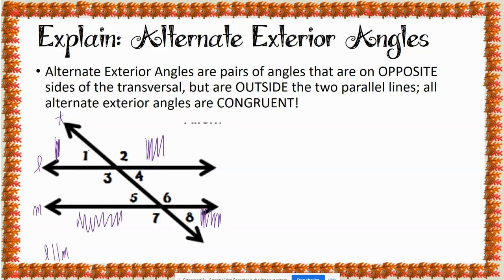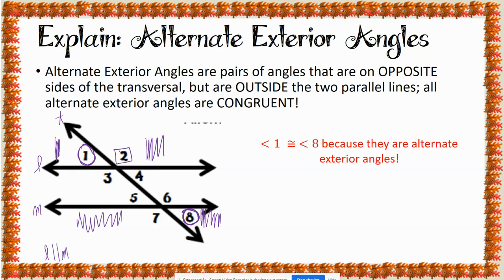Well, alternate exterior angles are the ones that are on opposite sides. So angle 1 is an alternate exterior angle. If I look at the other side of the transversal, but outside, it is alternate exterior to angle 8. That means that those two are congruent. So I would say that angle 1 is congruent to angle 8 because they are alternate exterior angles. Now you find another set of alternate exterior angles.